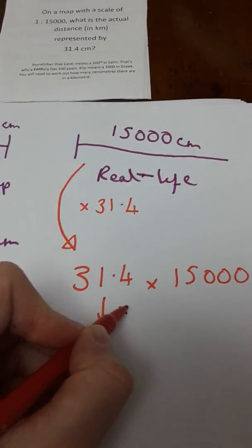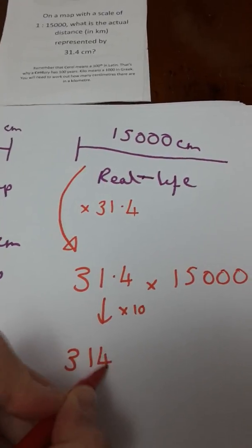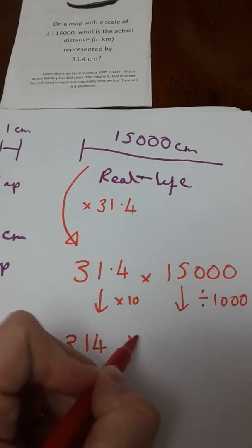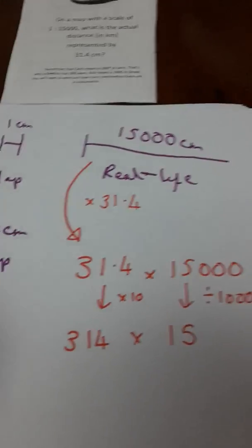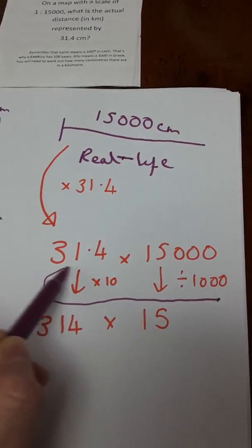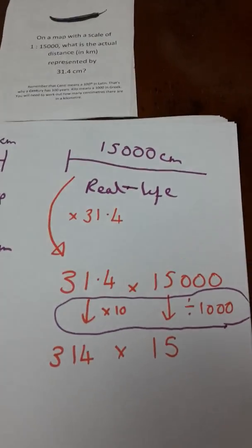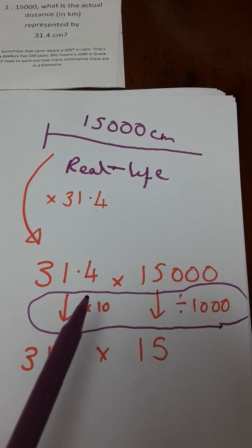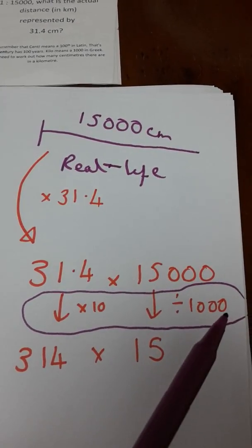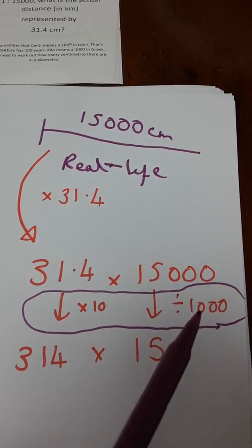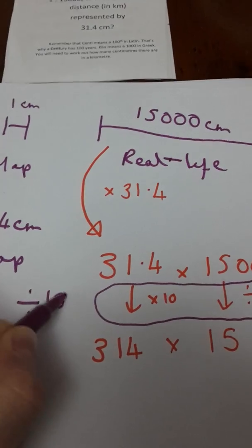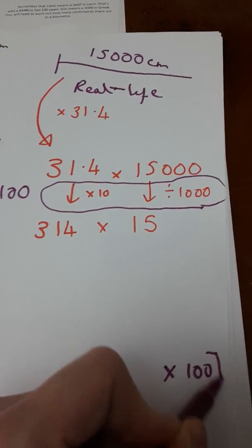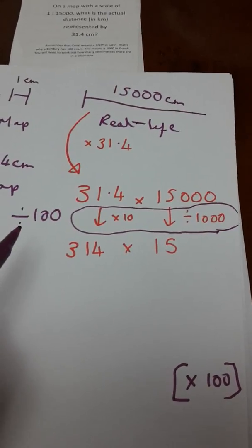What I would suggest is that you times this one by 10 to get 314, and then divide this one by 1,000, which gives you 15. Because we've made two adjustments, it would be easier to combine these into a single one. If you divide by 1,000 but then times by 10, the times 10 cancels the 1,000 down to 100. So technically we've divided by 100. So when we get our final answer, we must times it by 100 to undo the fact that we divided by 100 earlier.